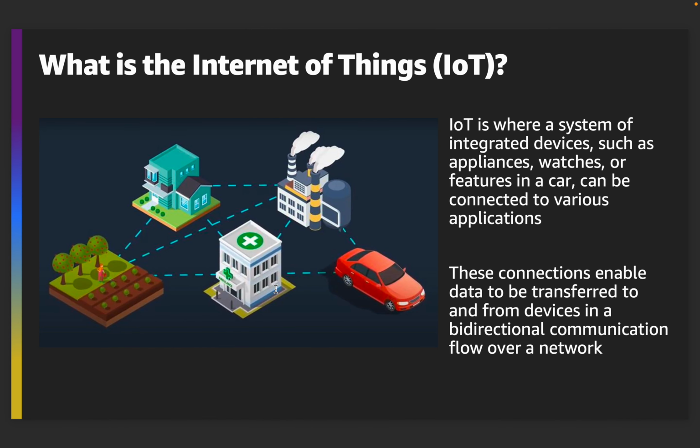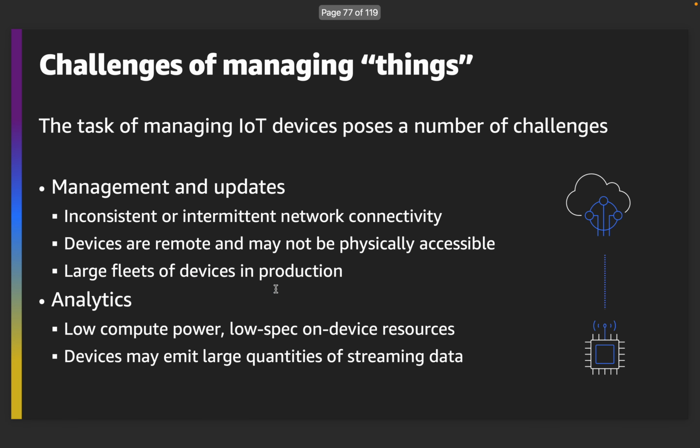So what is the Internet of Things, IoT? Let's talk about this with one small project. IoT is where systems integrate devices such as a watch, camera or car that can be connected to various applications. These connections enable data to transfer from the device and bidirectional communication flow to the network. So car, hospital and all these are sharing data.